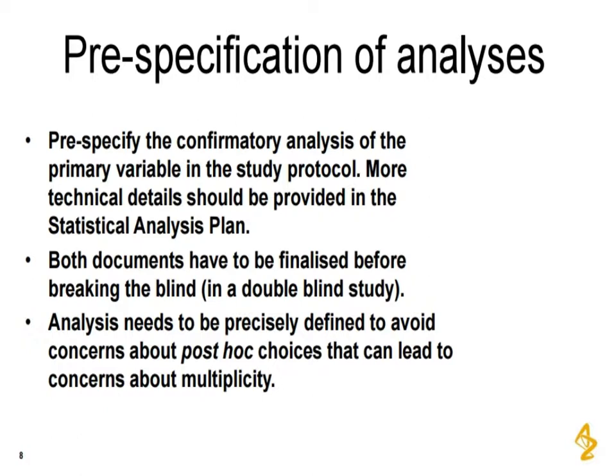It's right that regulators control the false positive rate, it's called the type 1 error, in clinical trials at the 5% level. And if you don't pre-specify the analyses, the regulator wouldn't be confident, or wouldn't be able to have confidence, that you had controlled the type 1 error.